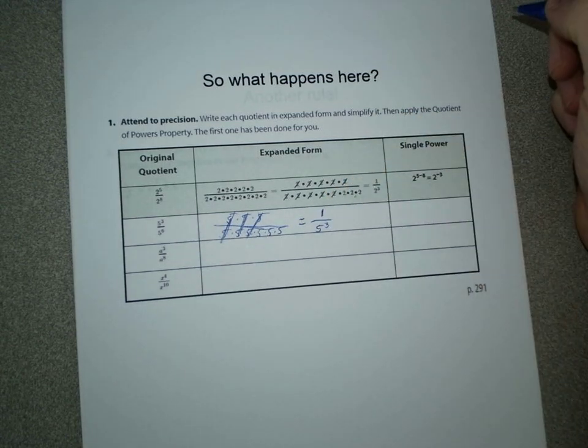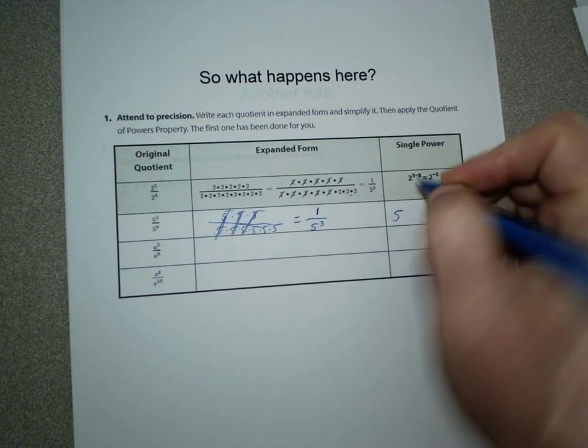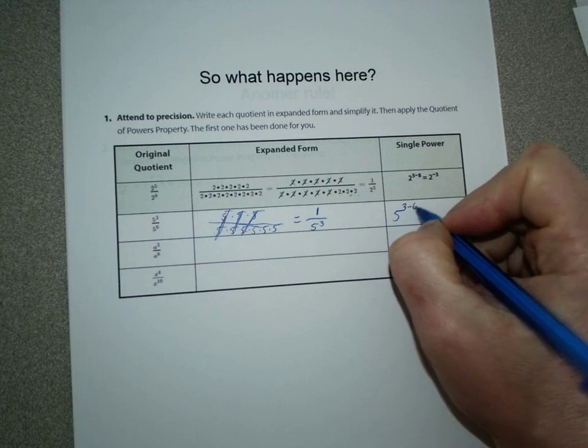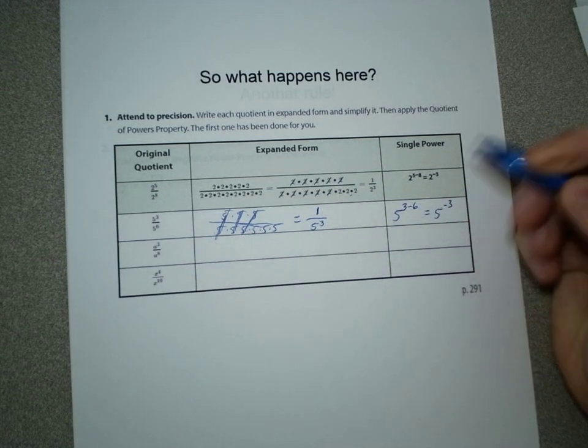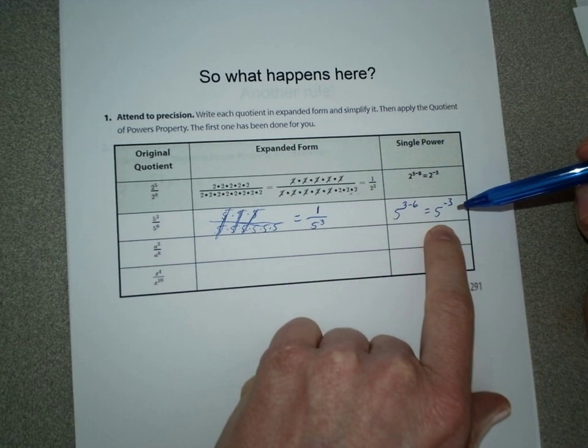And if we follow our division rules, we have our base of 5 to the power of the top exponent minus the bottom exponent, or 5 to the power of negative 3. And we need to know that 1 over 5 to the 3rd power is the same thing as 5 to the power of negative 3.